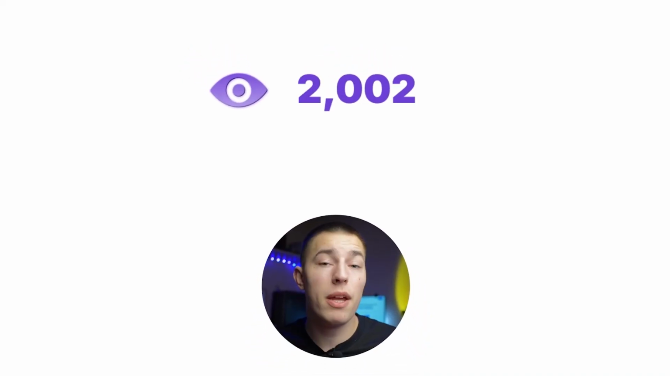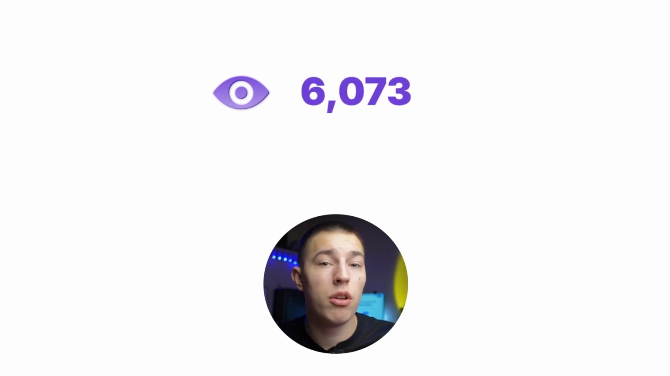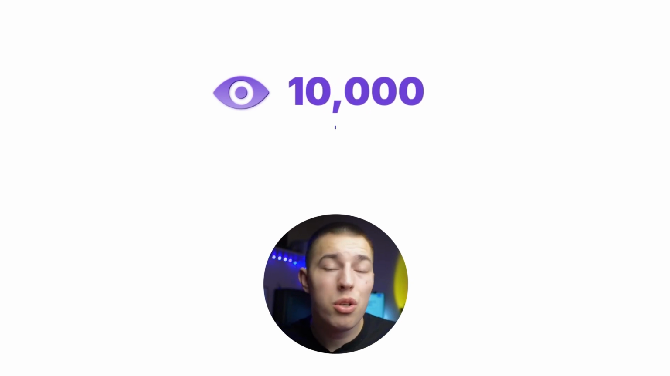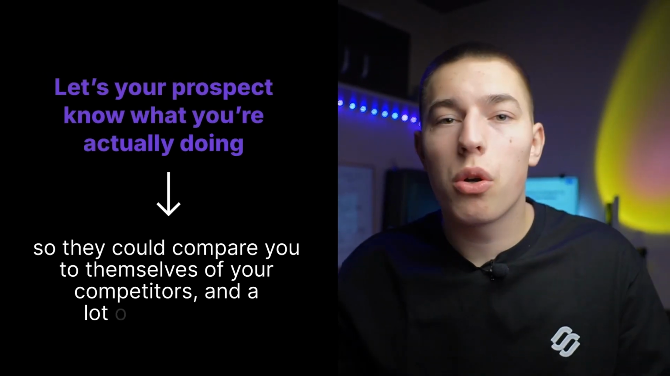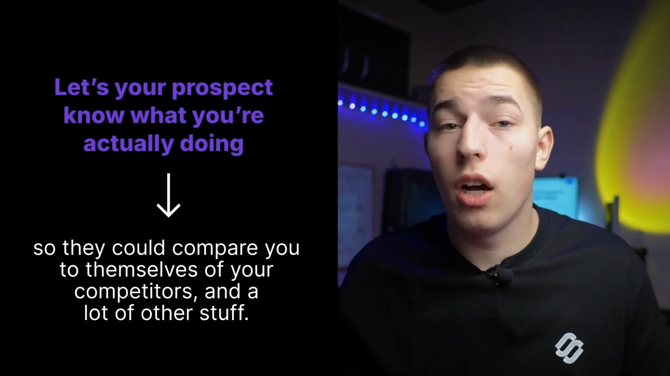For example, if you mention that you'll increase the organic traffic to the website by 10,000 visitors, you should also mention how. And you could do that by simply saying with short form content. This is important because it answers a lot of questions for the prospect, like their effort that we'll talk about in a bit, and it lets your prospect know what you're actually doing so they could compare you to your competitors, themselves, and a lot of other stuff.